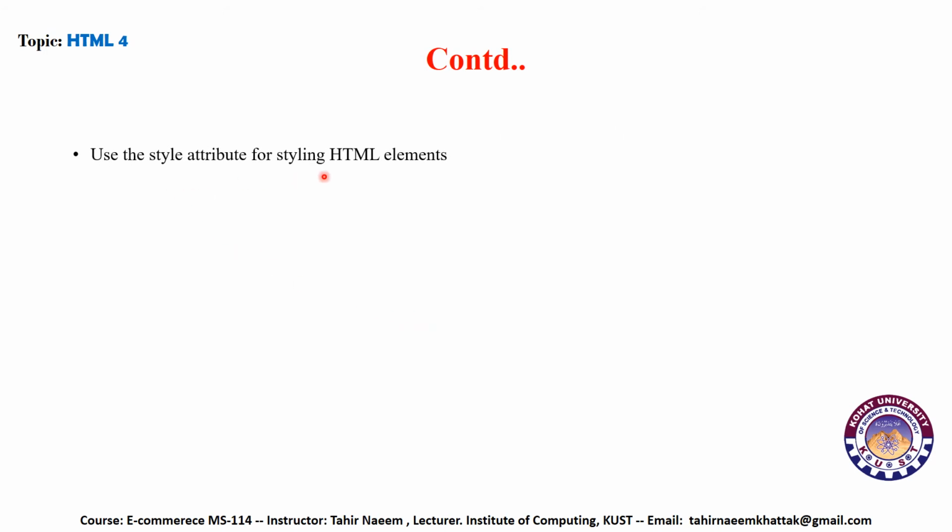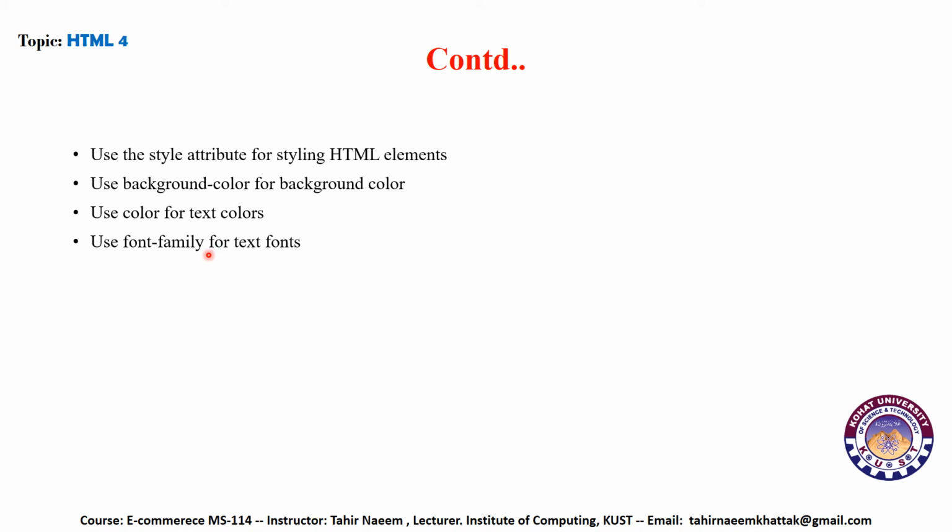Use the style attribute for styling HTML elements. Here the style attribute can be used for styling, while background color is used for the background color of the page. While color, you can also use color for the text colors. We can also use font family for the text font. We can increase, decrease, or we can play with it. Also we can use the font size for text size. We can increase it or decrease it. We can also use the alignment.